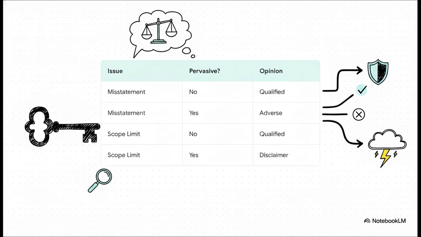Now, consider the issue type. If you have a misstatement that is not pervasive, it's qualified. If it is pervasive, it becomes adverse. Simple enough, right? But what about scope limitations? Well, if you have a scope limitation that is not pervasive, it's also qualified. But if a scope limitation is pervasive, it becomes a disclaimer. Notice how a yes to pervasiveness splits your final result based entirely on whether it's a known error, a misstatement, or a lack of evidence.